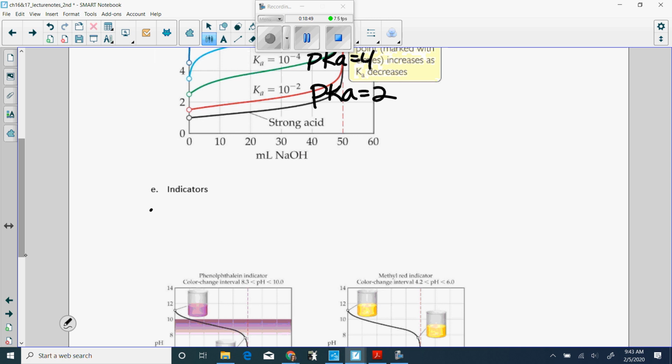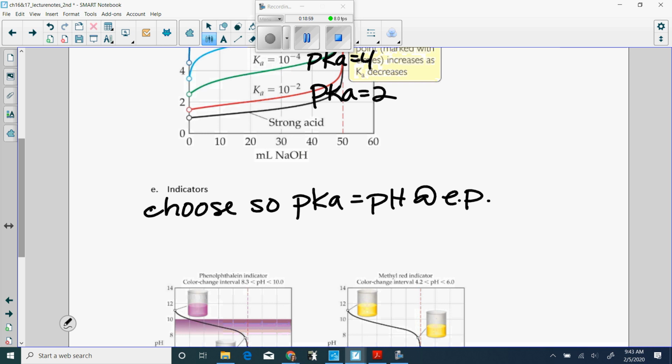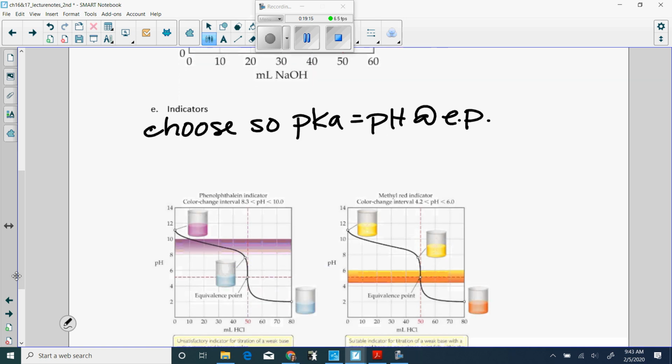Indicators, we already did this. Choose, so pKa equals pH at equivalence point. You know how they suck at graphs and you have to read it perfectly to get the right answer on the exam? This is one of those instances. I would fold the paper and get a straight edge out and make it as exact as you can. So this would be a poor indicator because it changes color not at the equivalence point. What's going to happen is they will give you a graph. You'll have to do a whole bunch of stuff with it. And then say, which indicator would you use? And they'll give you a long list of indicators and then pKa's. And you're going to want to choose one that changes color at the right pKa pH. Okay?